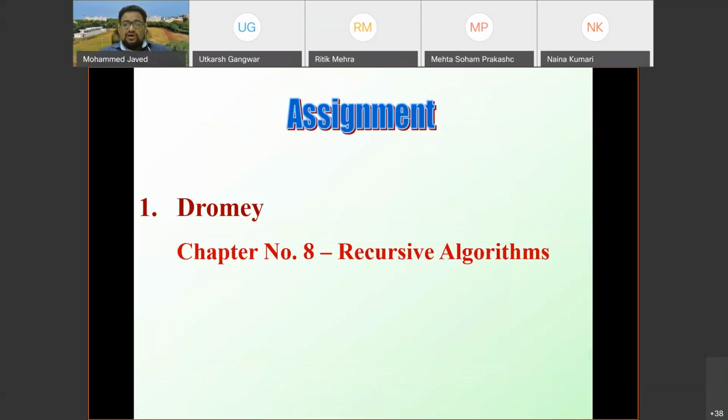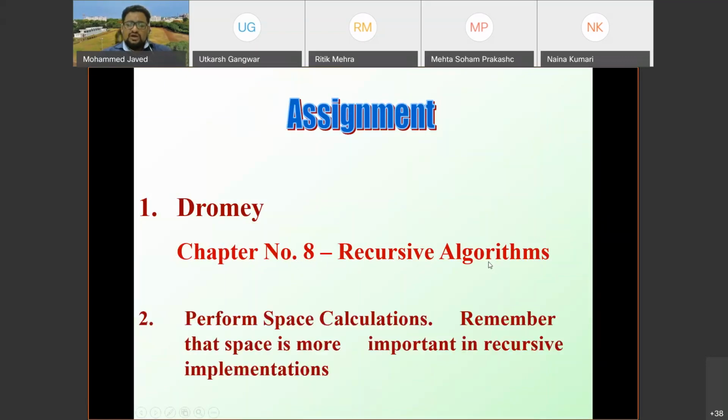Now, to get more ideas with respect to recursive algorithms, you can refer to R.G. Dromey, chapter number 8. Just see whether the chapter number is right, because this is an old presentation, so maybe the chapter number is varying. You can learn more about recursive algorithms there, and you can also use them for calculating the space complexity. So remember that space is more important in recursive implementations, because your algorithm may fail when there is some space constraint.